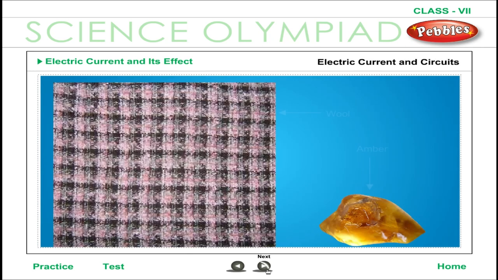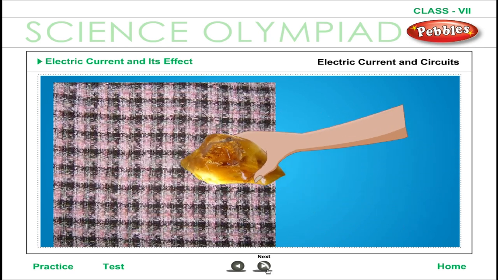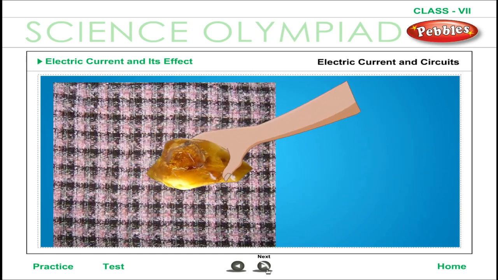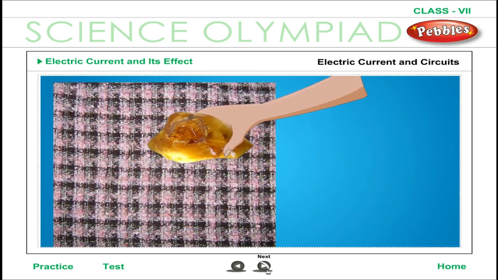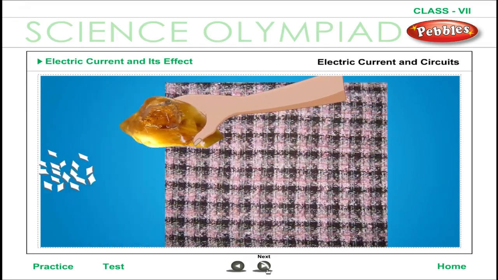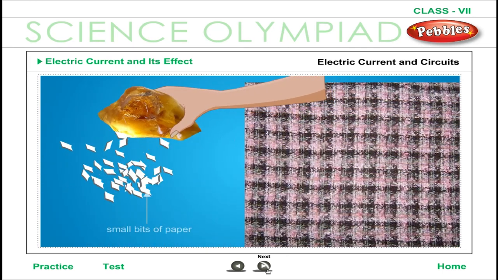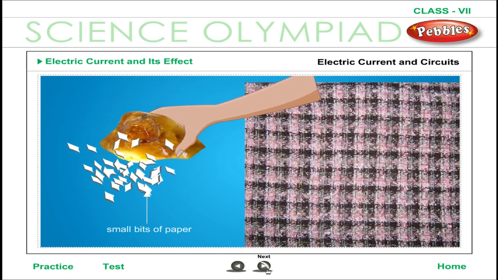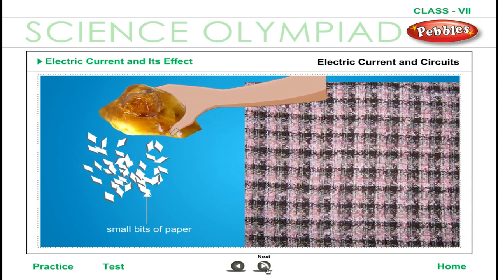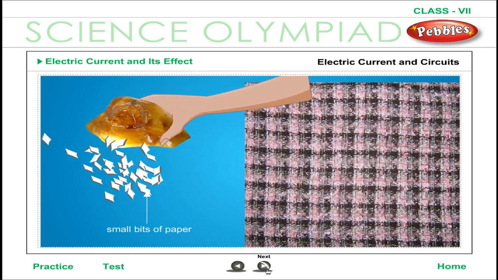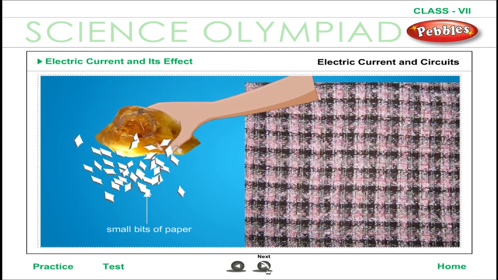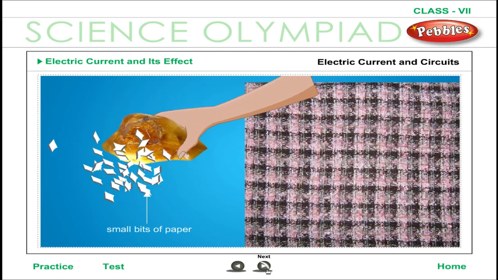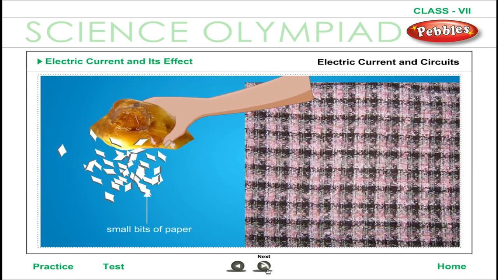Electric current and circuits. The word electricity comes from a Greek word, electron, which means amber, a kind of resin. When amber was rubbed with wool, it acquired the property of attracting small bits of paper or cork. Besides amber, there were many other substances such as glass, sealing wax, plastic, nylon, etc., which also acquire the attractive property when they are rubbed with suitable substances. These substances were called the electrics.